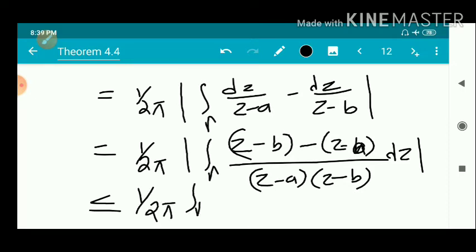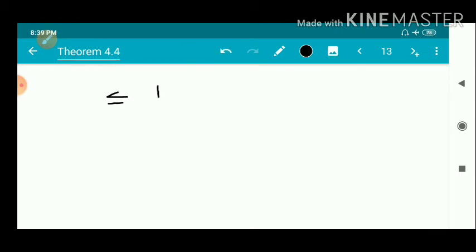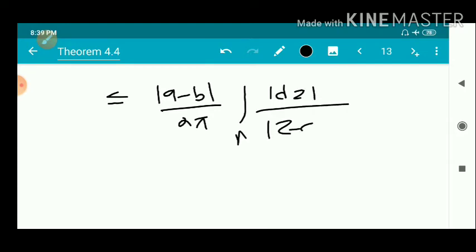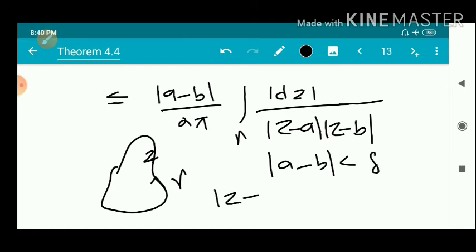1 by 2 pi integral over gamma modulus of, this is modulus of A minus B, divided by mod z minus A into mod z minus B into mod dz. That is, it is less than or equal to mod A minus B taken outside, by 2 pi integral over gamma mod dz divided by mod z minus A into mod z minus B. We have z is a point on the curve gamma, and modulus of A minus B is less than delta, and modulus of z minus A.